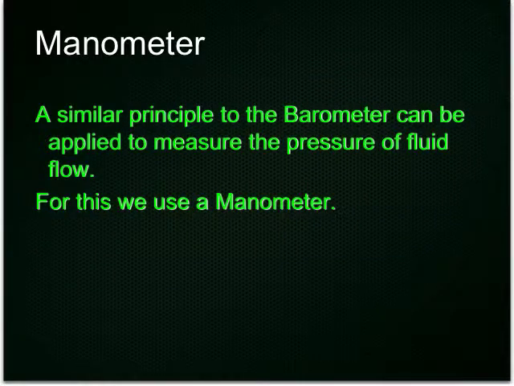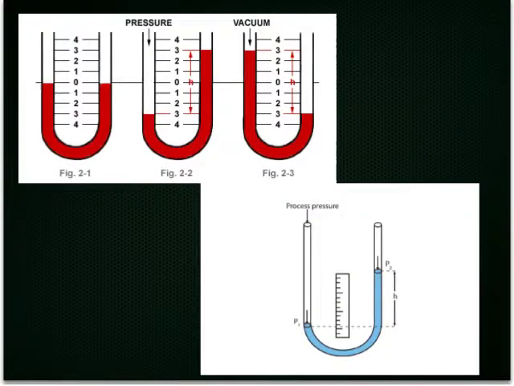A similar principle to the barometer can be used to measure the pressure of a fluid flow. In other words, the faster things flow, the lower the pressure. That's actually Bernoulli's principle. It's essentially the principle behind flight and so on. For this we use a manometer, which essentially is just a tube.